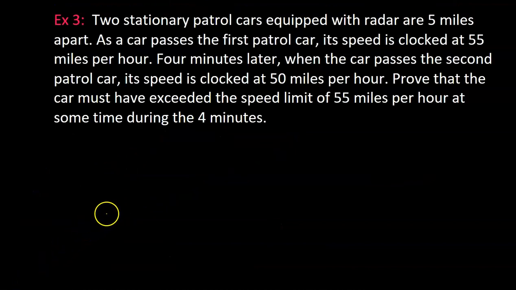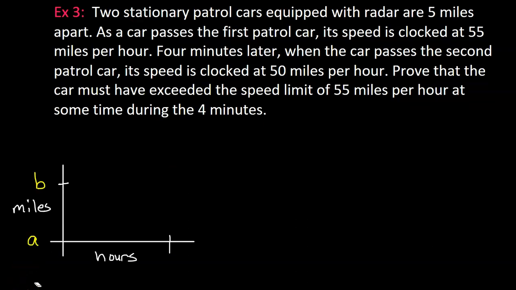Let's see the mean value theorem at work. Two stationary patrol cars equipped with radar are 5 miles apart. As a car passes the first patrol car, its speed is clocked at 55 miles per hour. 4 minutes later, when the car passes the second patrol car, its speed is clocked at 50 miles per hour. Prove that the car must have exceeded the speed limit of 55 miles per hour at some time during the 4 minutes.